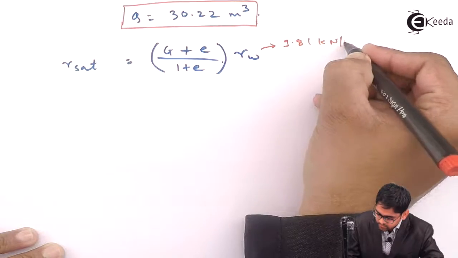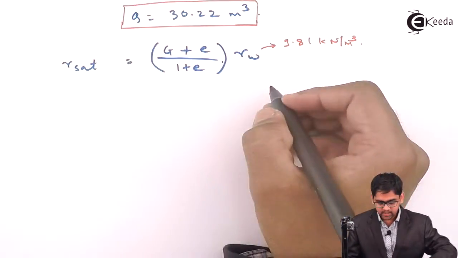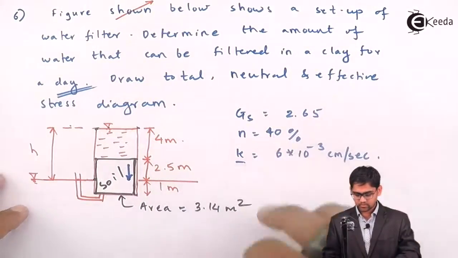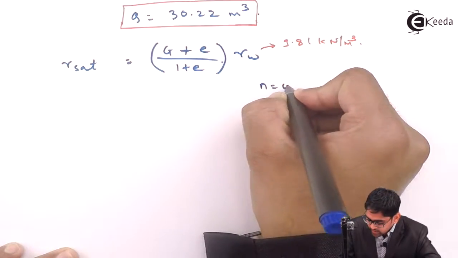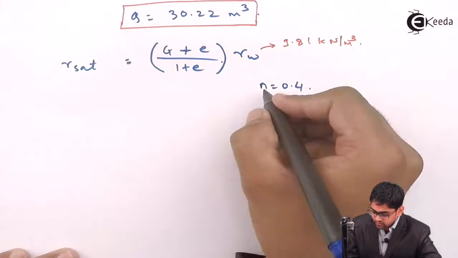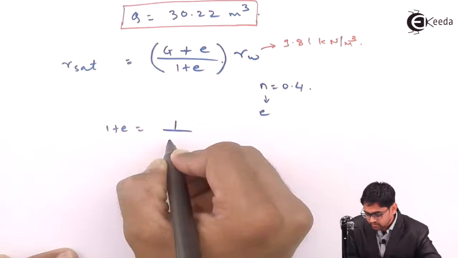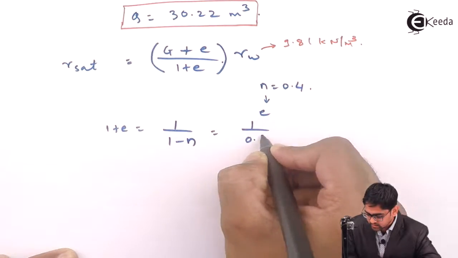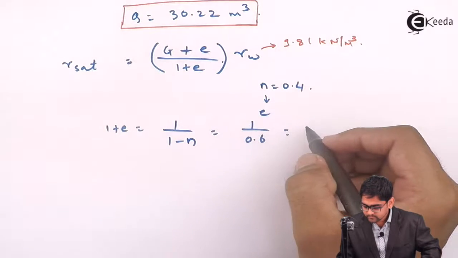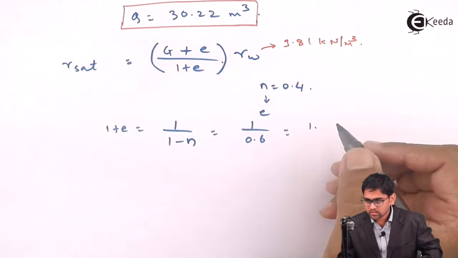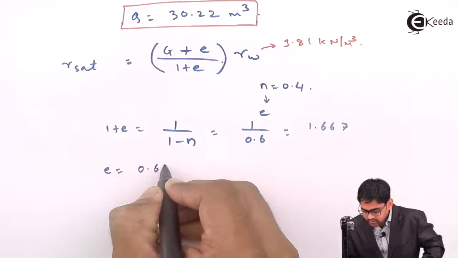kilonewton per m cube, and e is not given, but rather than e the porosity n is given. Porosity n is given, so n equals 0.4, 40% porosity. From that you can calculate e. What is the relationship? Again, 1 plus e will be equal to 1 by (1 minus n). So it becomes 1 by 0.6, which is equal to 1.667. So therefore e becomes equal to 0.667.